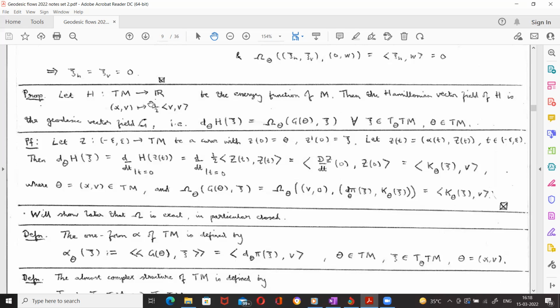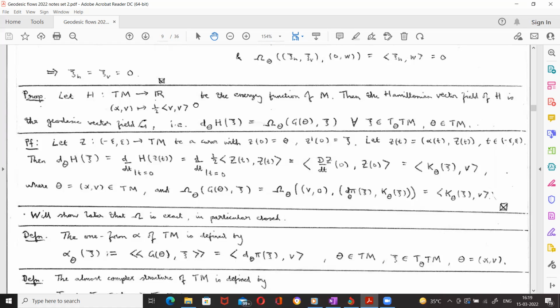But more than that, it preserves the volume. So it preserves the volume on the tangent bundle. So the geodesic flow will be volume preserving. And also it will preserve level sets of H. So if M is a compact manifold, then the level sets of H will be compact.